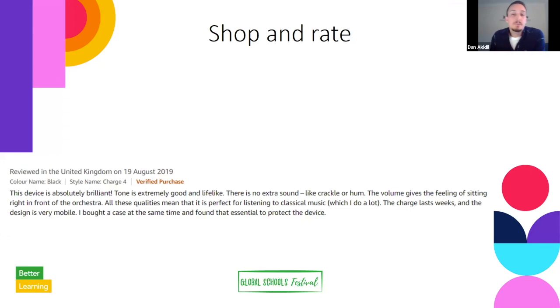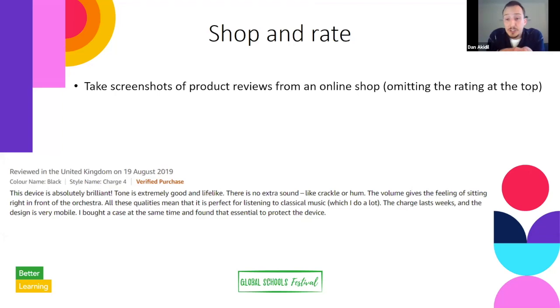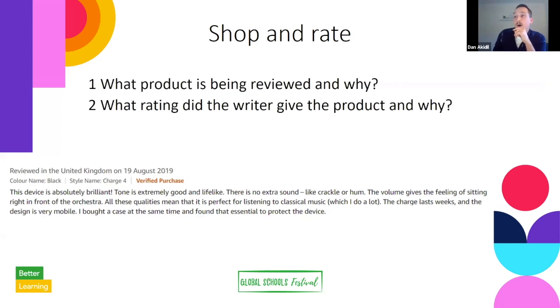Well, one really effective way that I've found to use them is to start off by taking a screenshot of a review from a website and, importantly, removing the name of the product and the rating that the reviewer has given it. The students will then be given 2 questions to think about, and I put an example review here on the slide that you can see. And the 2 questions that we would ask our students: the first one is, what product is being reviewed and why? And the second is, what rating do you think the writer gave the product and why?